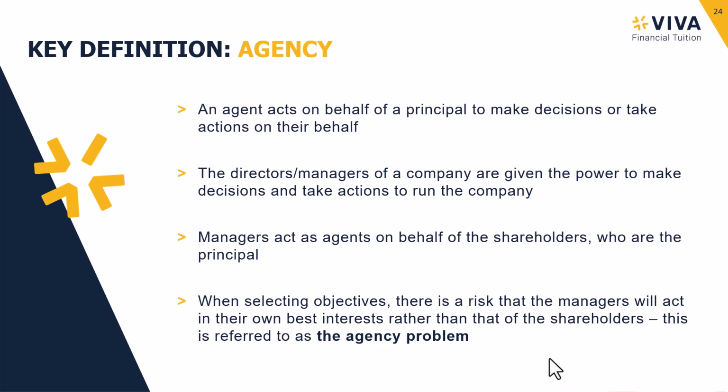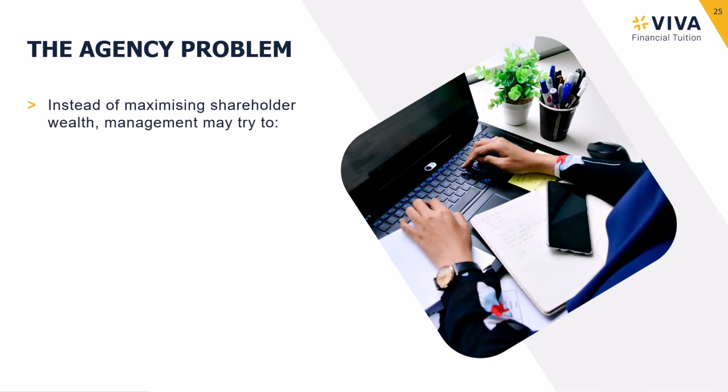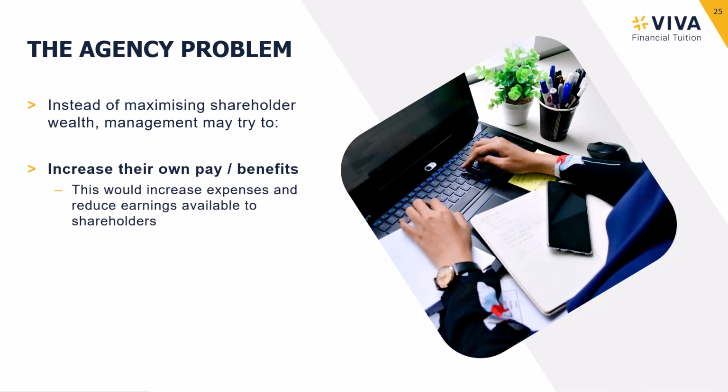Now, when we're selecting objectives, there is a risk, a really significant risk, that managers and directors will actually act in their best interest rather than in the interest of the shareholders. And this ultimately leads to what we refer to as the agency problem. Let's look at this in a little bit more detail. One of the issues could be that instead of maximising shareholder wealth, management may try to increase their own pay or increase their own benefits.